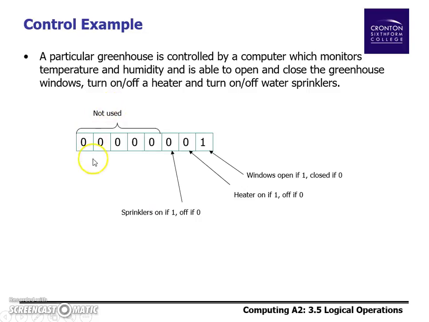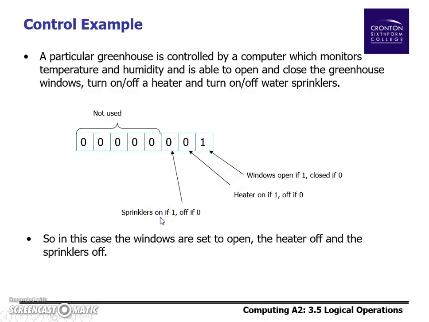So these bits here aren't used, so we can ignore these 5 bits here. So the sprinkler's on if 1, or off if 0. Second bit represents the heater. Third bit represents the windows. So at the moment the windows are open, but the heater's off and the sprinklers are off.